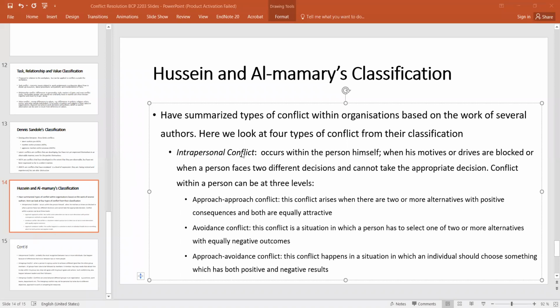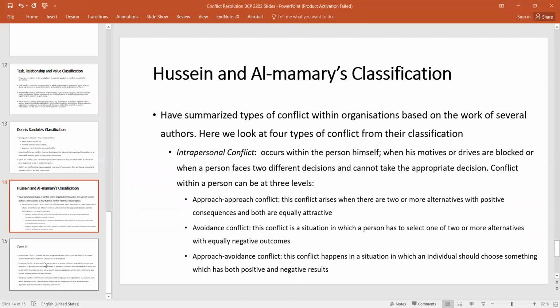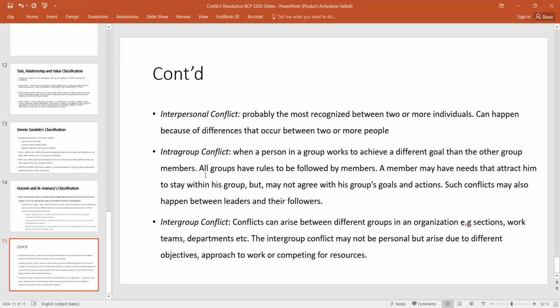So that is intrapersonal conflict. It can be approach, 2 alternatives, both equally attractive. It can be avoidance, 2 or more alternatives, both negative. Or approach-avoidance, 1 choice, it has both positive and negative aspects. Let us look at the other types of conflicts under Hussein and Al-Mamari. The first one was intrapersonal. Then they also talk about interpersonal. This is our last slide for today.